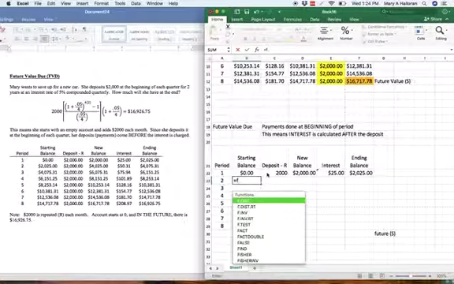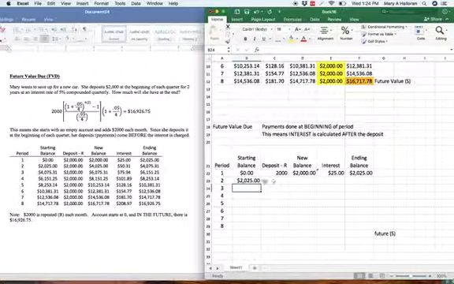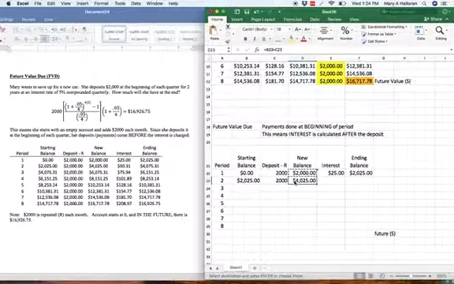Equals F22. There we go. So that's what I'm going to start with. I'm going to put 2,000 bucks in. So now I've got 4,025. That's what I started with. I put 2,000 of my own money.